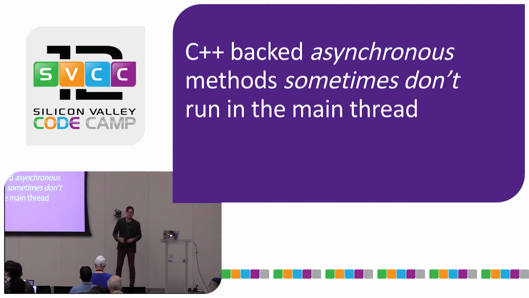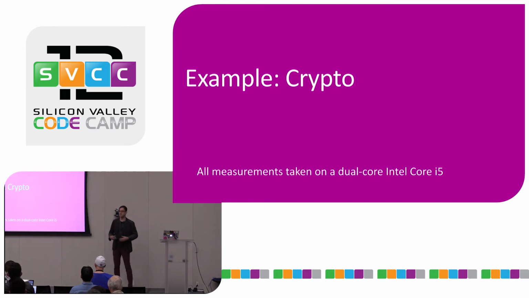C++-backed asynchronous methods are a little more complicated. Sometimes they do run on the main thread, and sometimes they don't. It actually depends on what that C++ method is and how things are architected under the hood. This is what we're going to be focusing on for the rest of the talk: how asynchronous methods work and the different mechanisms used to make them actually asynchronous. We're going to do this by looking at a couple of examples.